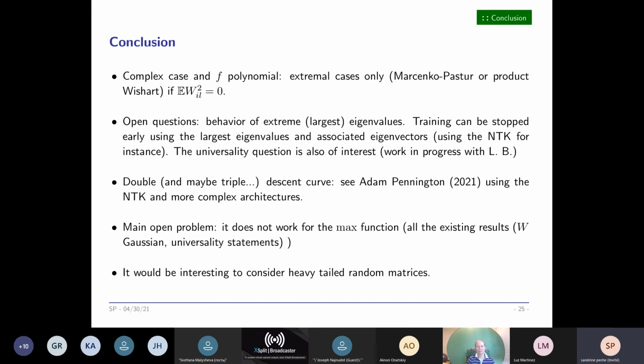And last, it would probably be interesting to consider heavy-tailed random matrices instead of X with sub-Gaussian tails, or for the rate matrix, sorry, most importantly, because our choice makes all the entries of X quite uniform, and maybe for machine learning applications, it would be interesting not to do so. Okay, sorry for being a little bit long, but I thank you for your attention.